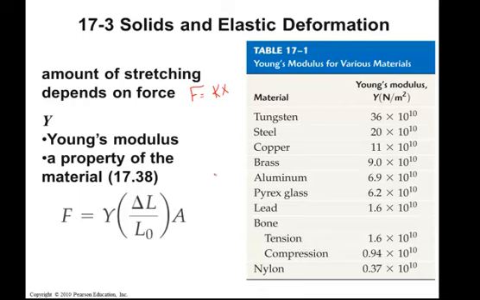And remember, for solids that are just nice square solids, area is going to be length times width. If we're dealing with circles, then our area is going to be pi r squared.